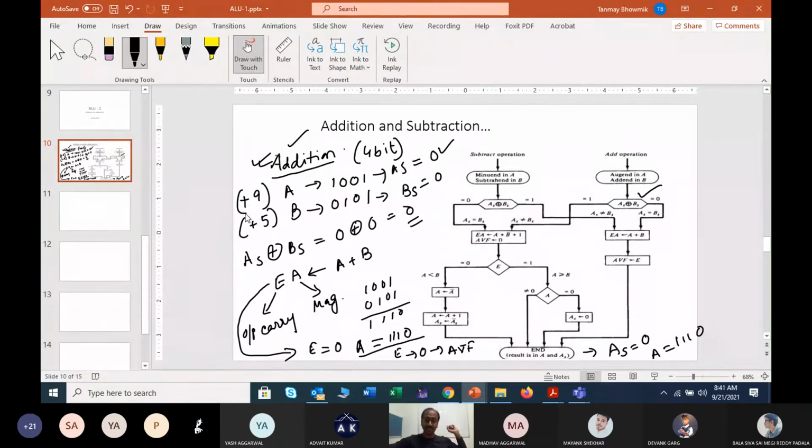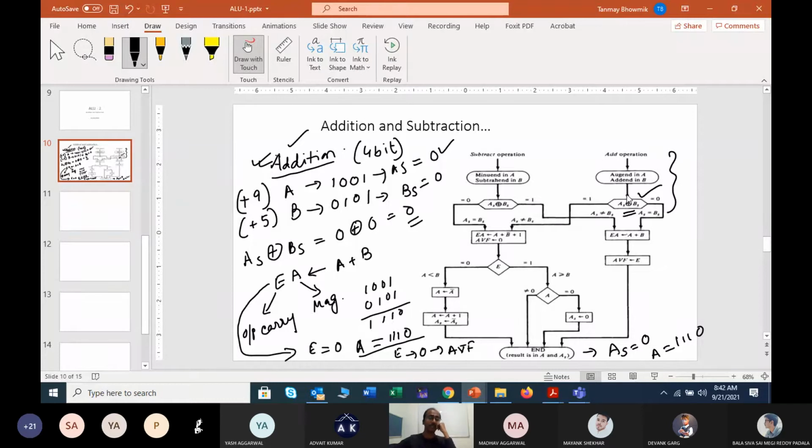Now always keep in mind that this addition subtraction has been discussed in case of signed magnitude numbers. Whenever you are starting from the beginning, here you are taking the sign bit separately. That means it is a sign magnitude number. Don't confuse it with any other formatting part, right?